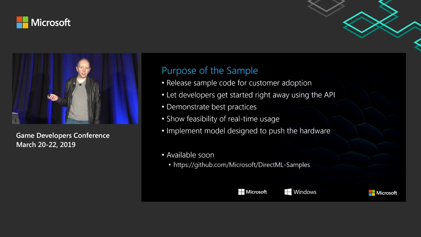So the primary purpose of the sample I created is to provide sample code that I can share with everyone to demonstrate end-to-end how to use DirectML, as well as a number of best practices, which I'll be getting into shortly. In addition to this, I wanted to prove the feasibility of using DirectML for real-time inference. So I wanted to take a relatively heavyweight model, one that typically wouldn't run in real time, and see how far I could push the hardware with it.